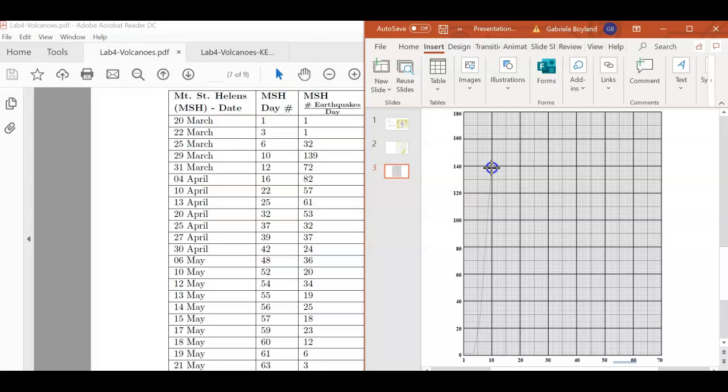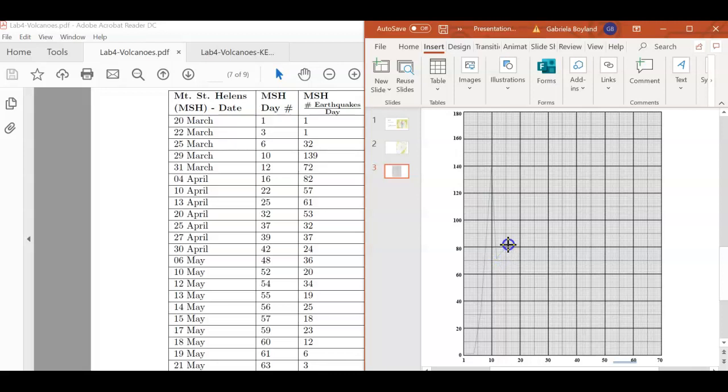Day 12, we have 72 earthquakes. So day 12, about here, we have 72 earthquakes. So 70 is here, so about here. Day 16, we have 82 earthquakes. This is the last one I'll do with you.